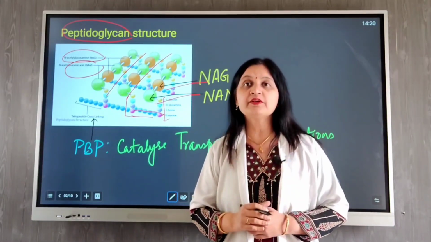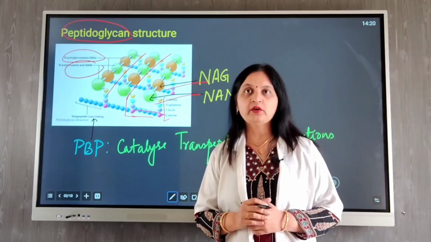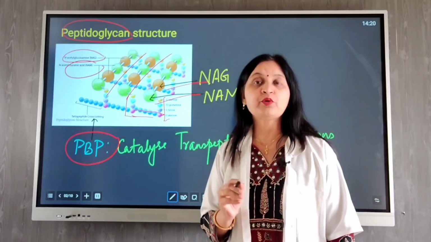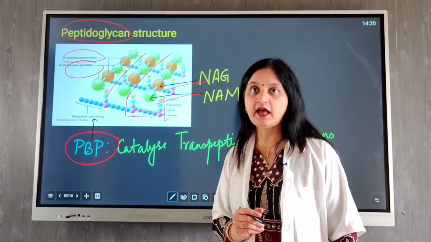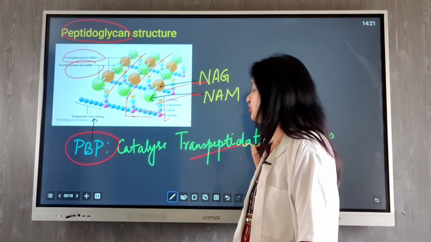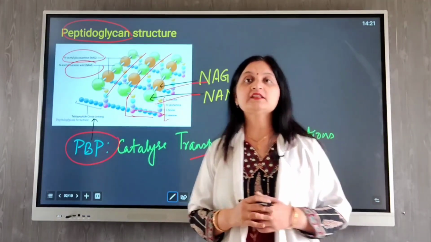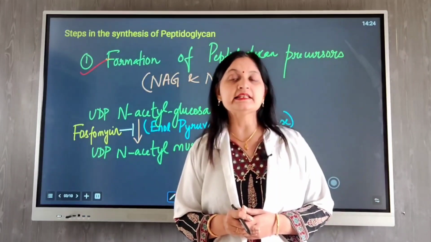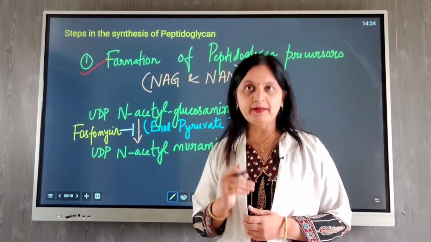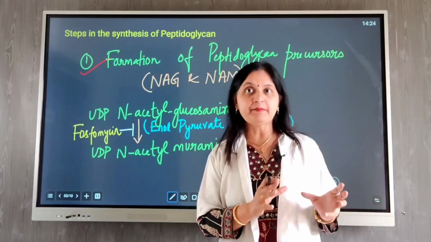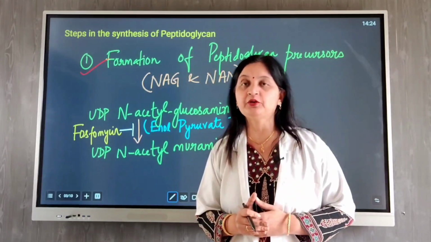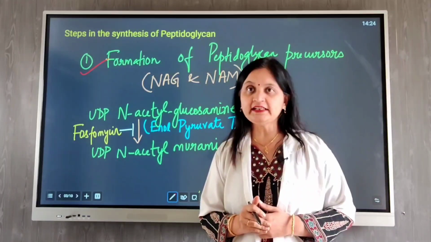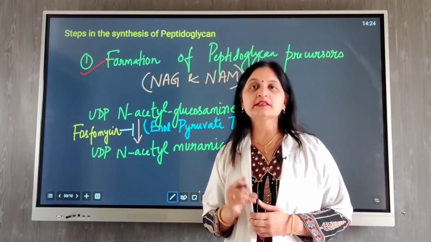The process of cross-bridging is catalyzed by enzymes known as penicillin binding proteins. The penicillin binding proteins are expressed in the cytoplasmic membrane of the bacteria and catalyze the transpeptidation reaction or cross-bridging that provides strength to the bacterial cell wall. Now that we know the composition of peptidoglycan, let's see the different steps in the synthesis of peptidoglycan and the various antibiotics acting at different steps. So we will learn the site of action of various antibiotics that inhibit cell wall synthesis.